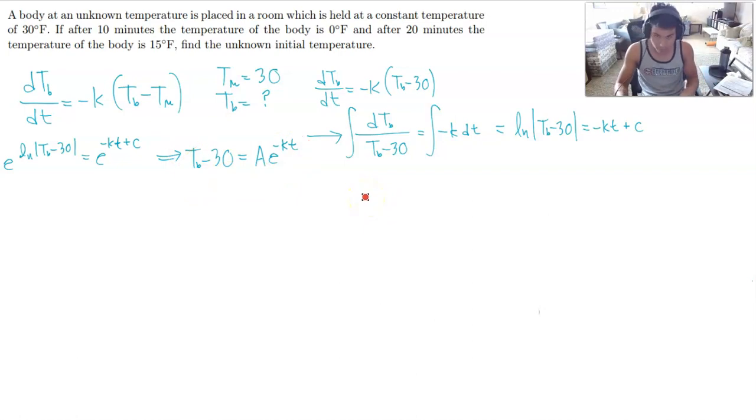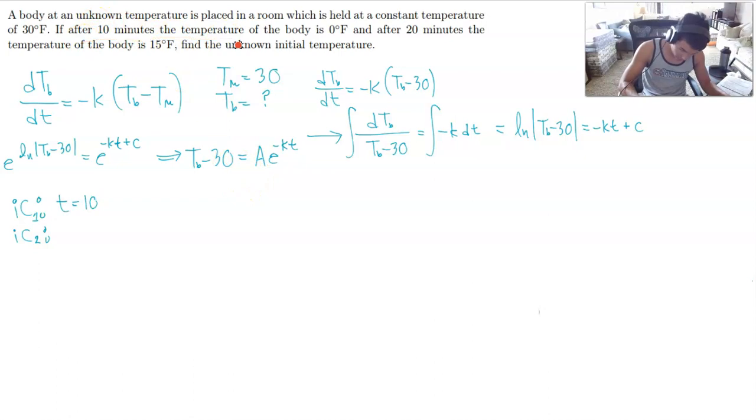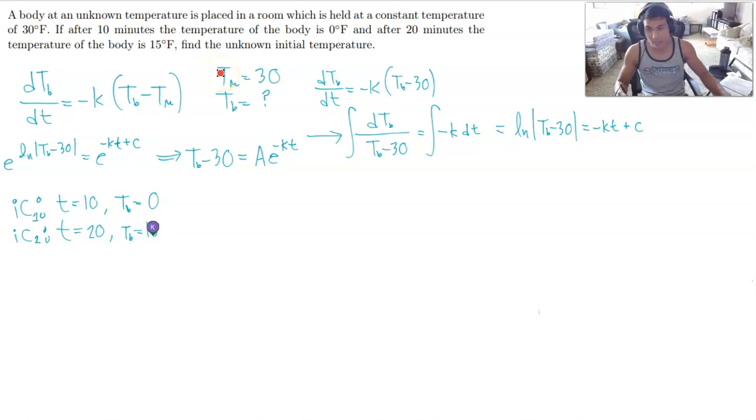Okay, this is your general setup here. So what you want to do is find out what A is and what k is. So you use your initial conditions, and we have two of them. The first one says that at t equals 10, at 10 minutes, the body, T_B, is equal to 0. And then the other one says at t equals 20, the body, T_B, is equal to 15. So we apply these conditions into this equation right here.